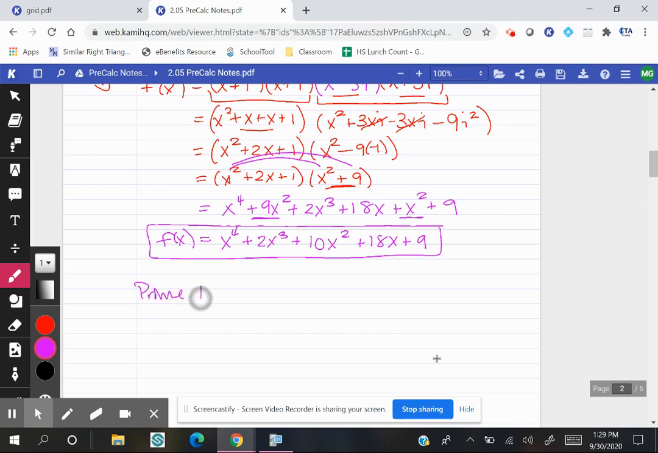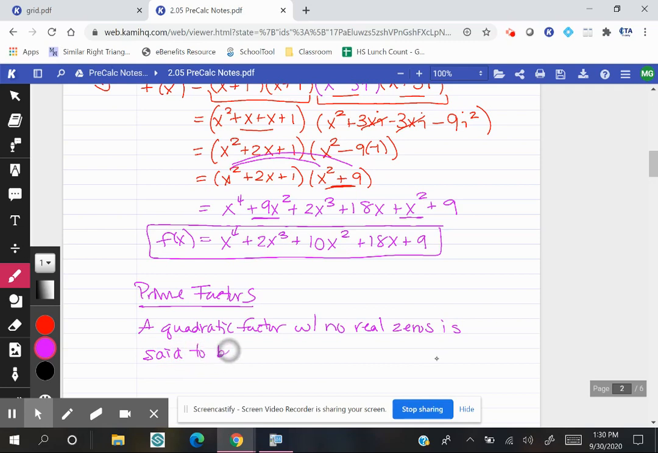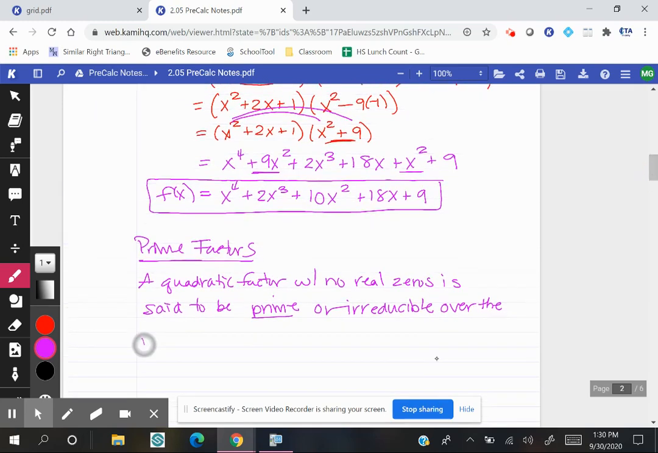Prime factors. So a quadratic factor with no real zeros from the real numbers, so no real zeros, is said to be prime or irreducible. So you can't reduce it anymore. Or irreducible over the real number system, or over the reals.